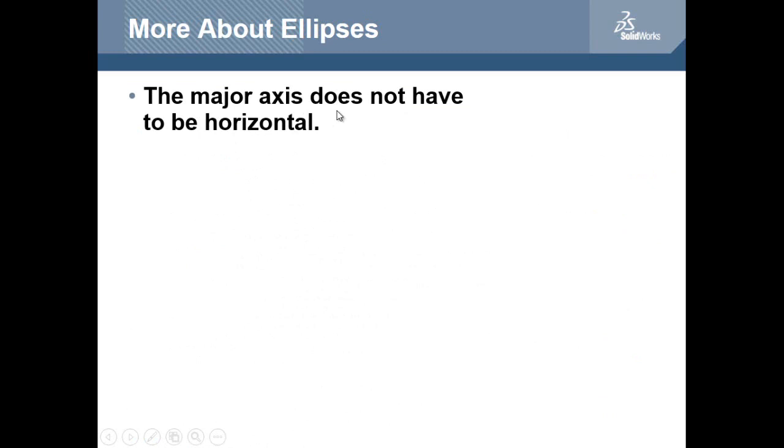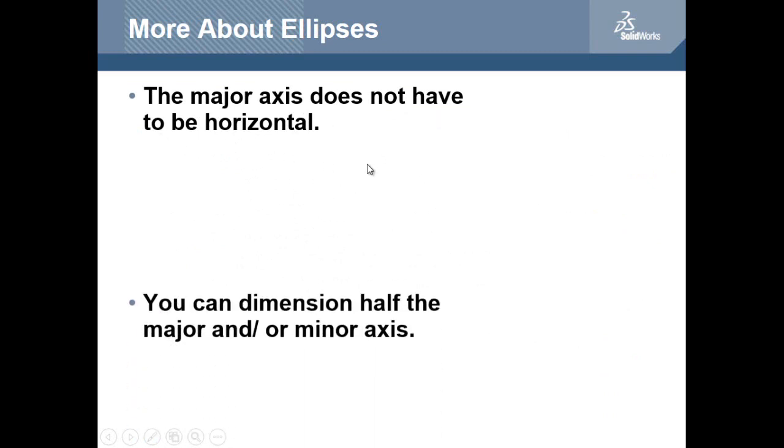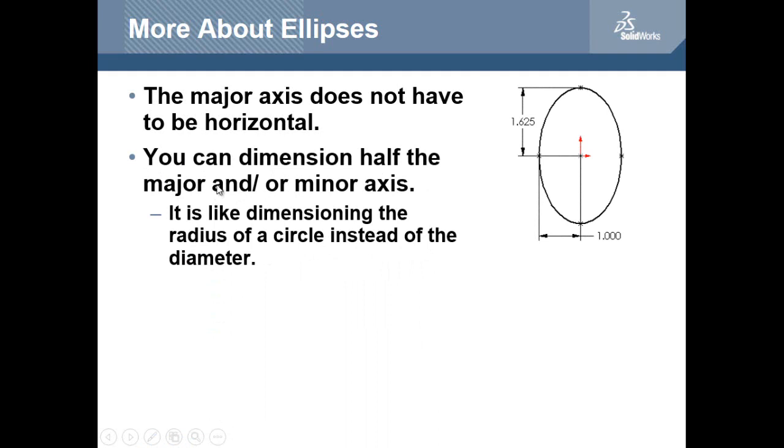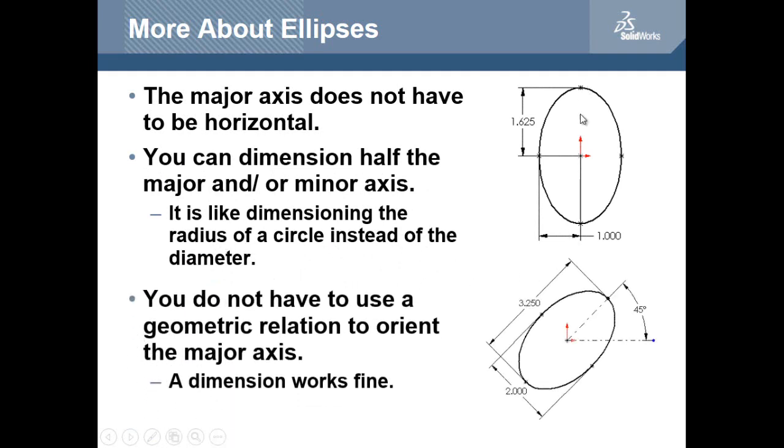The major axis does not have to be horizontal. You can dimension half the major axis and/or minor axis. It is like dimensioning the radius of a circle instead of the diameter. So here's a major axis being up and down and the minor axis being horizontal. So the major axis is vertical. You could also have the major axis at an angle and the minor axis at an angle. You do not have to use the geometric relations to orient the major axis. A dimension works fine. You have 45 degrees right here.